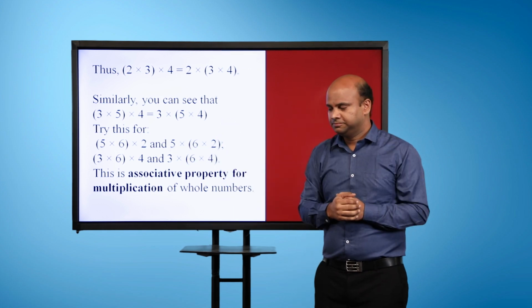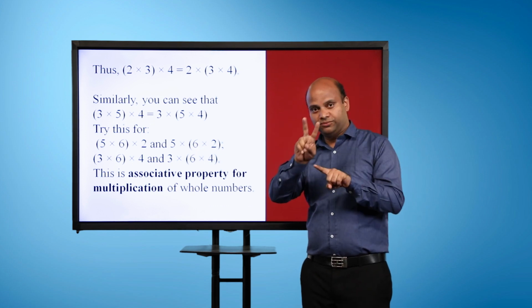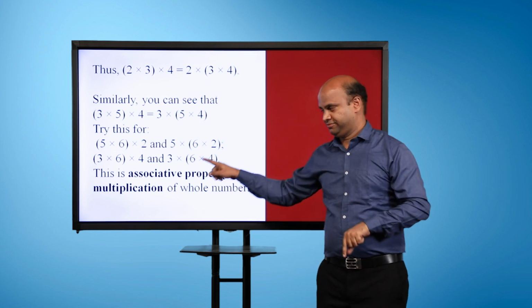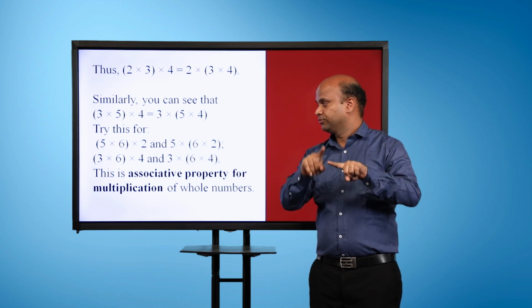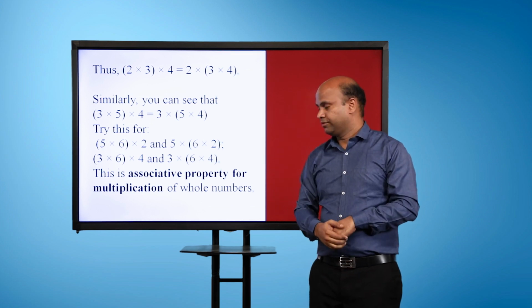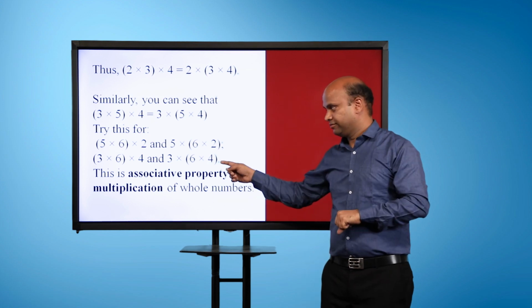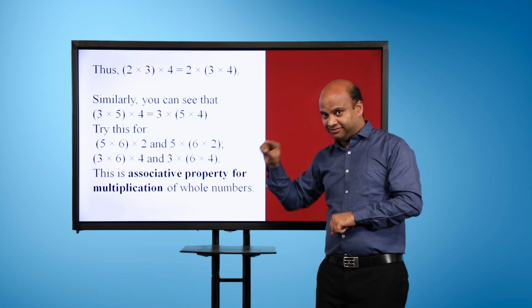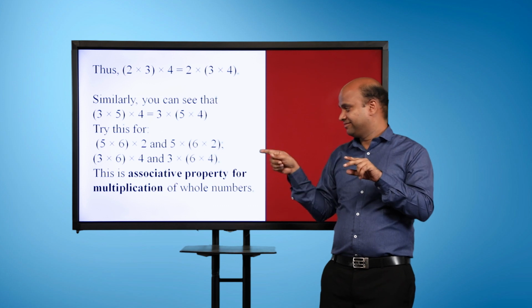Try this for, in brackets, 5 multiplied by 6 multiplied by 2 and 5 multiplied by, in brackets, 6 multiplied by 2. In brackets, 3 multiplied by 6 multiplied by 4 and 3 multiplied by, in brackets, 6 multiplied by 4. This is the associative property for multiplication of whole numbers.